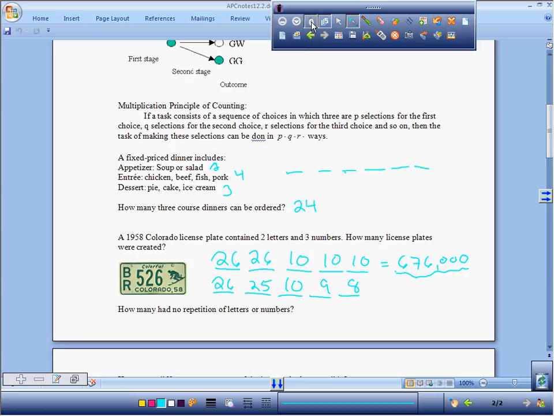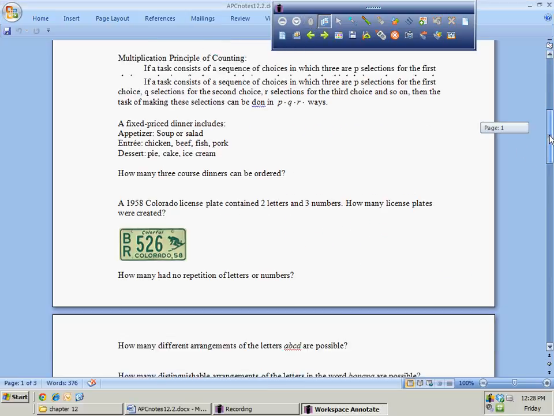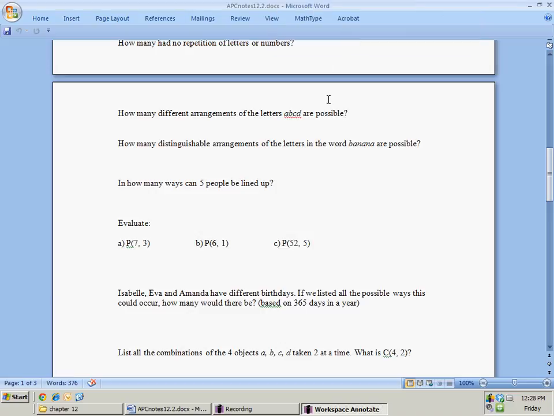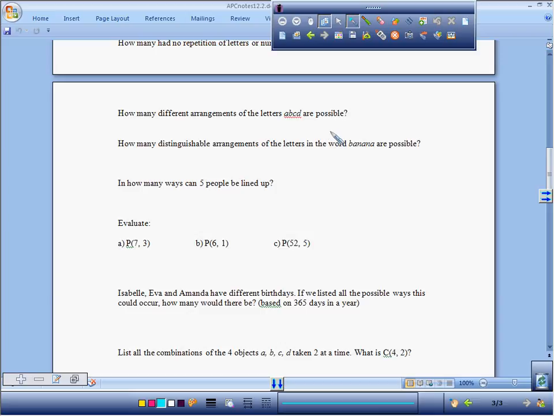Okay, so moving on, guys. How many different arrangements of the letters A, B, C, and D are possible? There's 4 different letters, so you would have 4 choices for the first, 3 for the second, 2 for the third, and 1, which is 4 times 3 times 2 times 1, which is 24, also known as 4 factorial. You understand that?